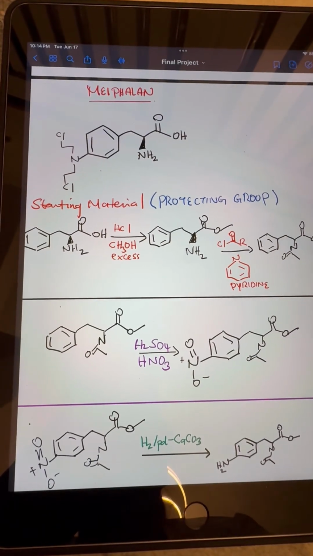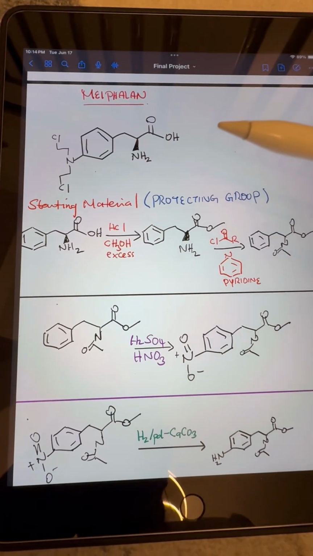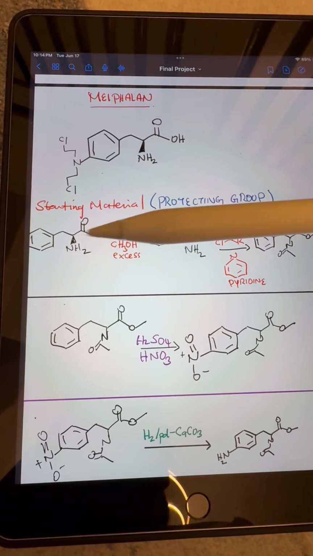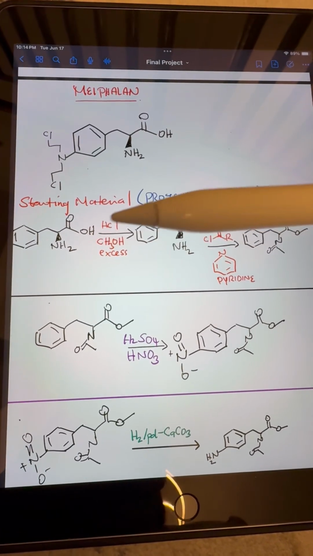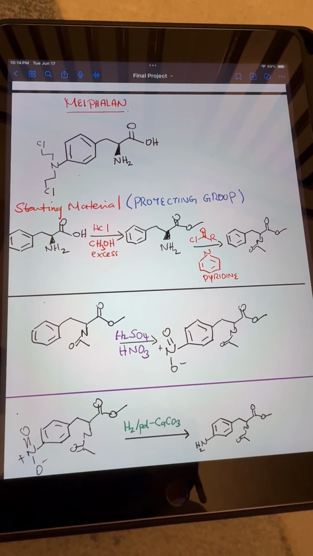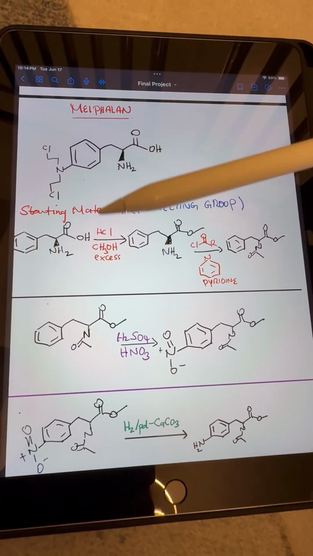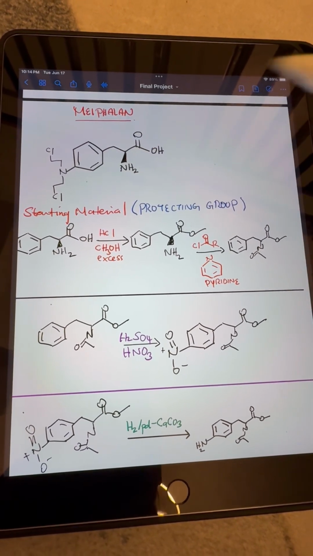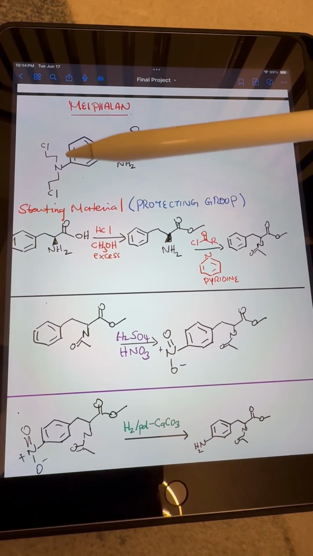So I did Melphalan. Basically, I started with this molecule here, a benzene ring with NH2 and carboxylic acid. The first thing I thought of was protecting groups. I thought it would be much easier to build this molecule from here than just from a benzene ring. So if I start with this material, I can build this one onto it.